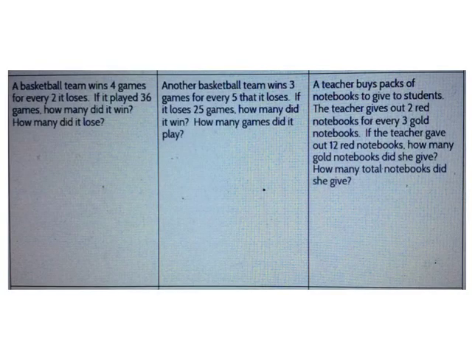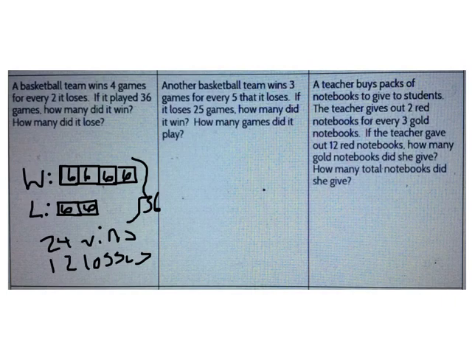Now try some problems on your own. A basketball team wins 4 games for every 2 it loses. If it played 36 games, how many did it win and how many did it lose? Go ahead and answer that question now. Make sure you draw a tape diagram on your paper. The basketball team had 24 wins and 12 losses.